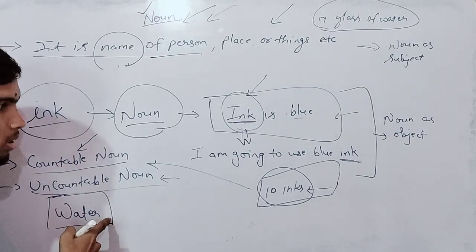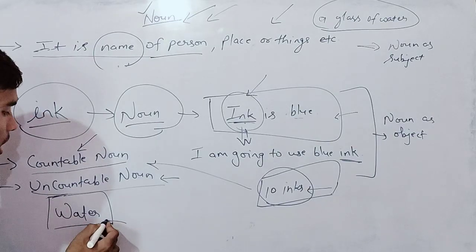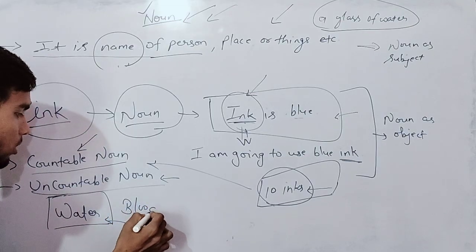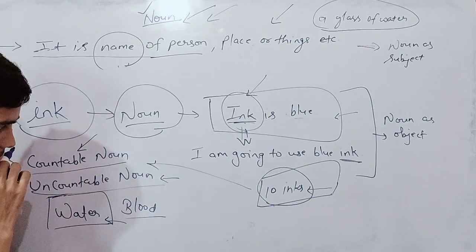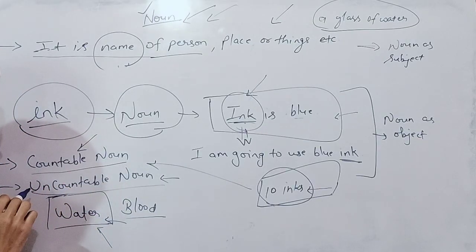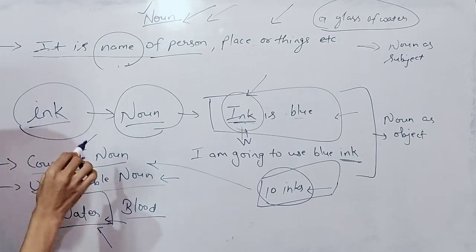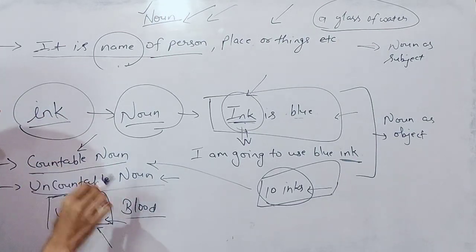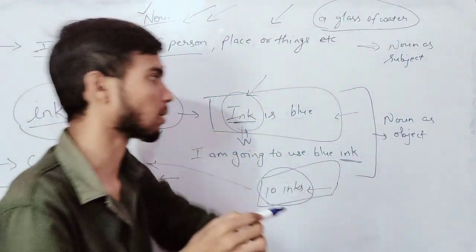Water is not singular. Water is also not plural. Plural is countable. Clear? Blood you can take. Blood is uncountable. It is also uncountable. You know, here we don't care about countable and uncountable. We just categorized them as types of noun. Here we can use a countable noun in a sentence as a noun. We can use an uncountable noun in a sentence as a noun. Clear?